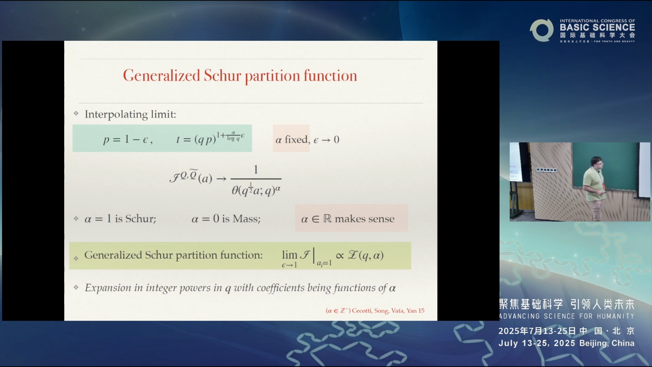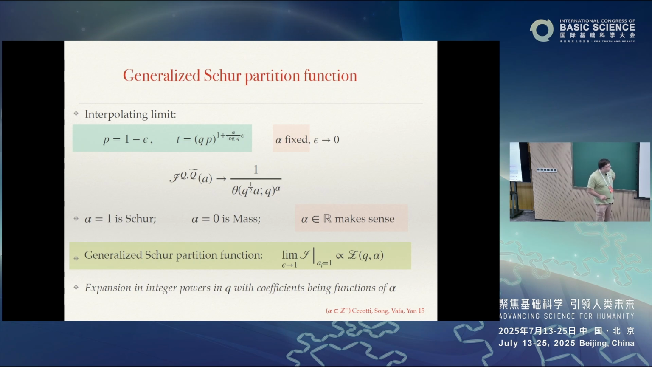We can then define something we will call the generalized Schur partition function, when we take a general index, which depends on P, Q, and T, and we parameterize P, Q, and T in such a way and set epsilon equal to 1. I will refine this definition slightly on the next slide. Okay, so in general, the index will have an expansion in integer powers of Q, but with coefficients which will be functions of alpha, and for general values of alpha the coefficients will not be integer. That's why I call it a generalized Schur partition function.